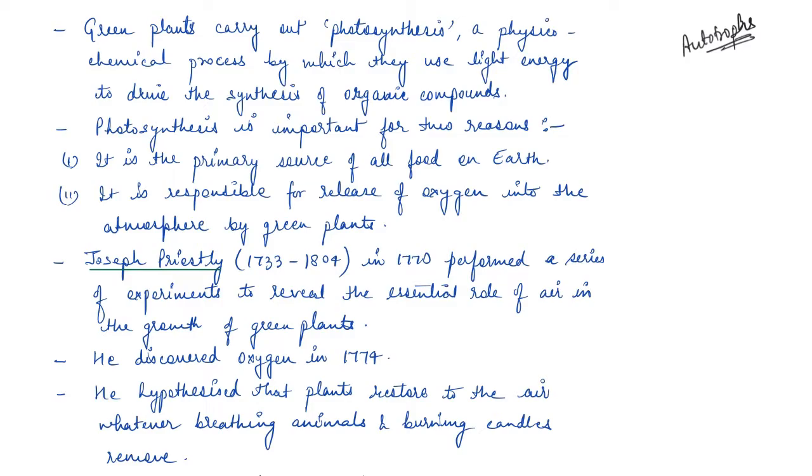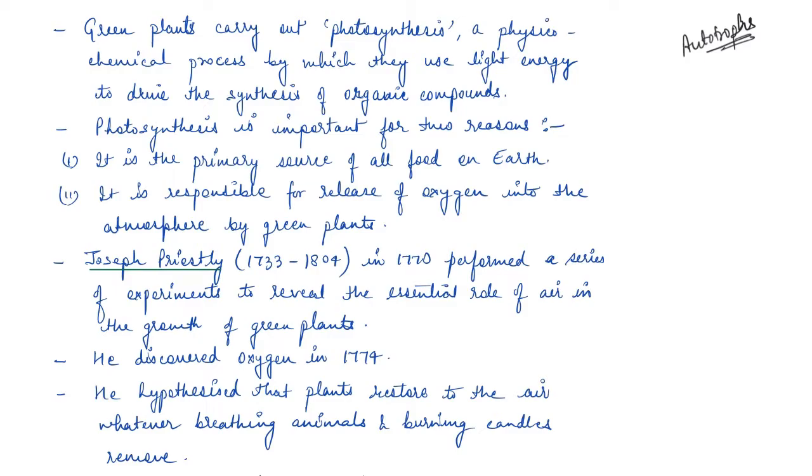Priestley also placed the plant in the dark and then in sunlight, right? He showed that sunlight is essential for the plant, and if it is placed in the dark, the plant will die off. But if placed under sunlight, they keep on growing, right? Later he also showed that it is only the green part of the plants that could release oxygen.